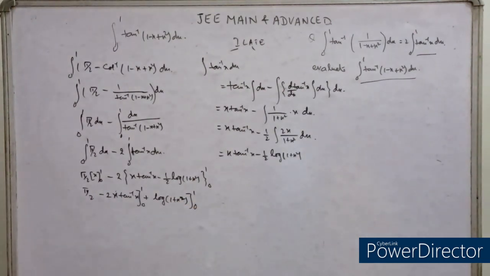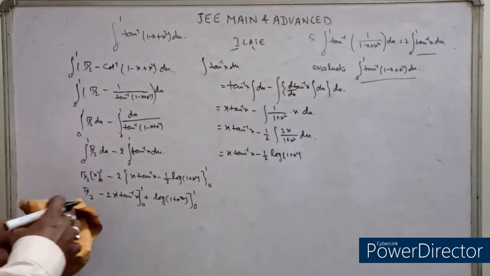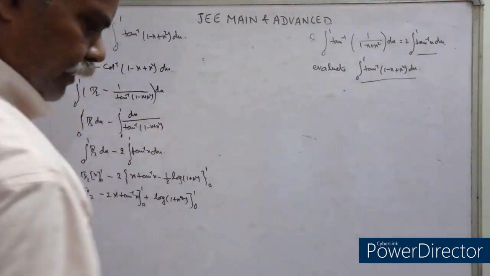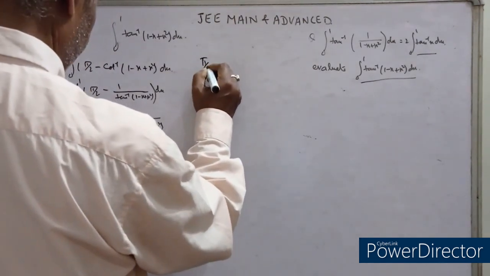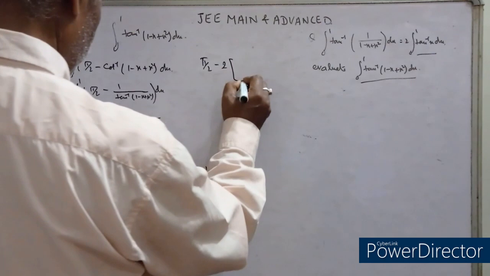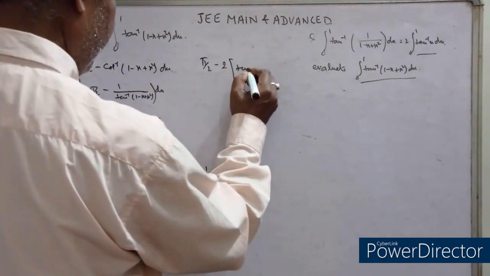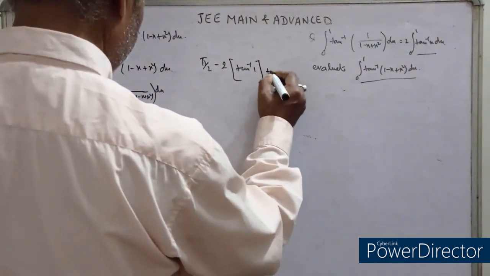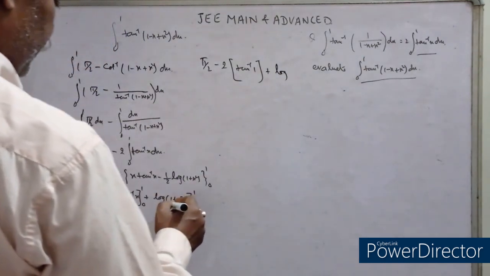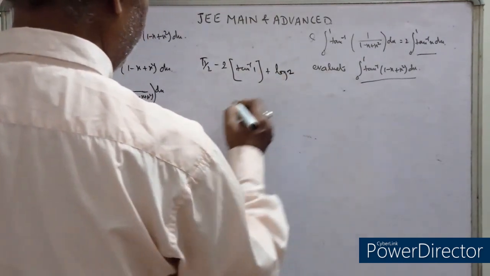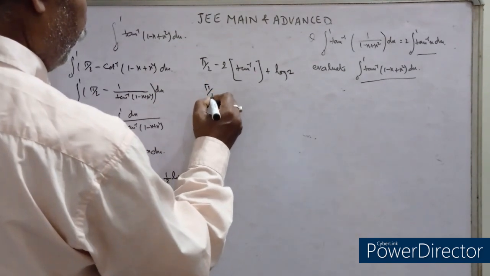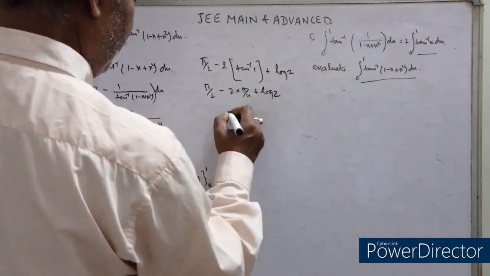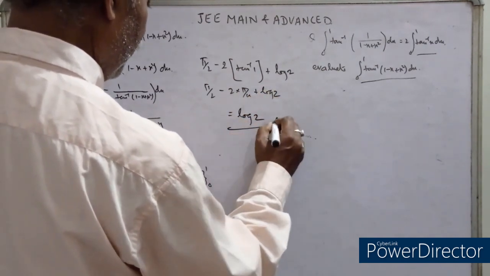So now everything is over. I have to just put in the values. It is pi by 2 minus 2 times 1 times tan inverse 1, and tan inverse 0 is 0, plus log of 2, since log 1 is 0, so only log 2 remains. So this is pi by 2 minus 2 into pi by 4 plus log 2. So this value comes out to be log 2. This is your answer.